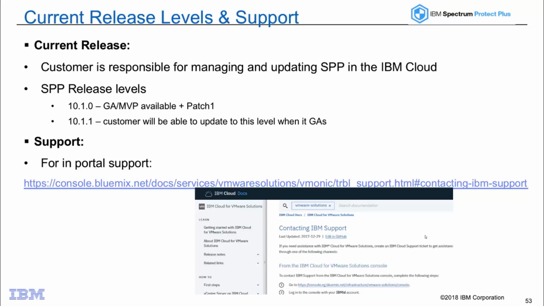Now, just a warning for this particular time. At the time of this recording, when you deploy Spectrum Protect Plus using this service in the IBM Cloud, you are going to get version 10.1.0, patch 1, and you will have to go out there and upgrade it to 10.1.1 to get the functionality that we discussed in this video. We expect to have that upgraded relatively soon, but as of this recording, it is at version 10.1.0.